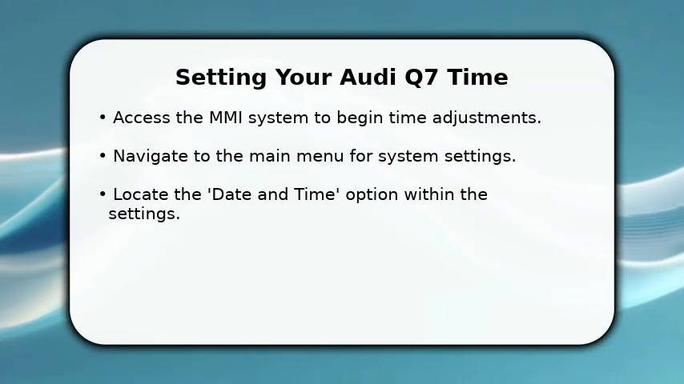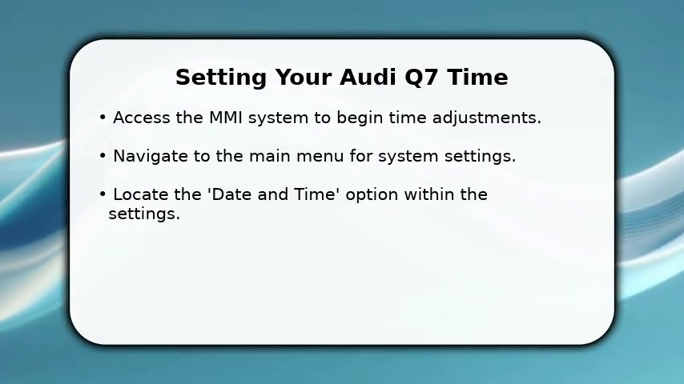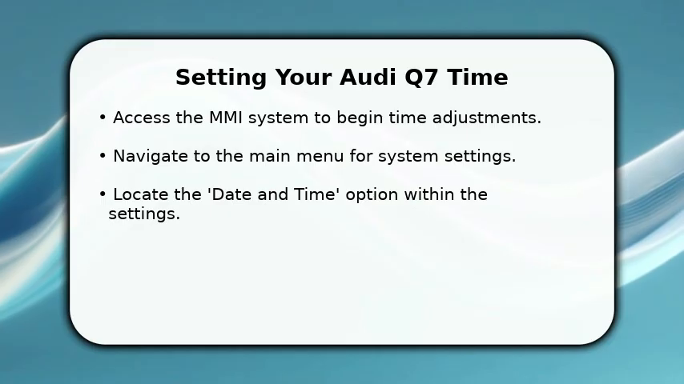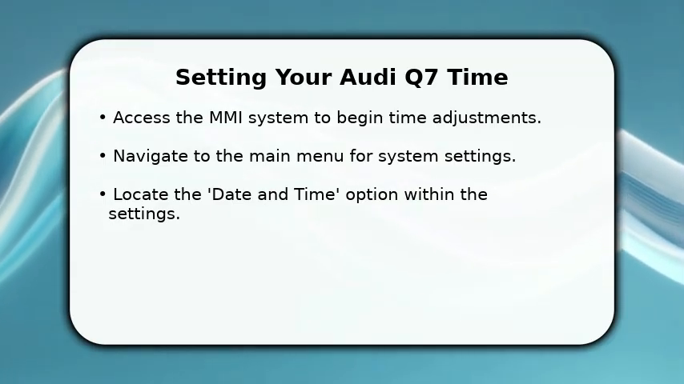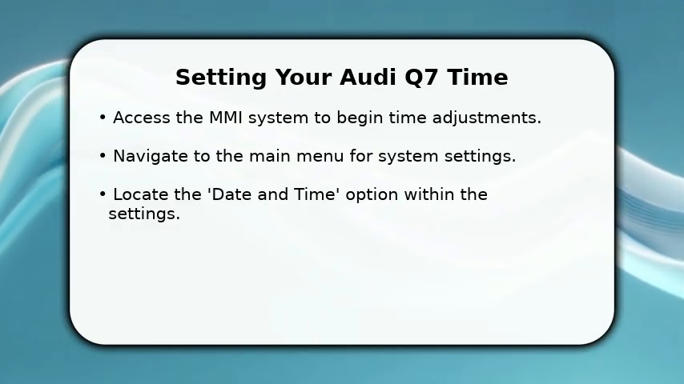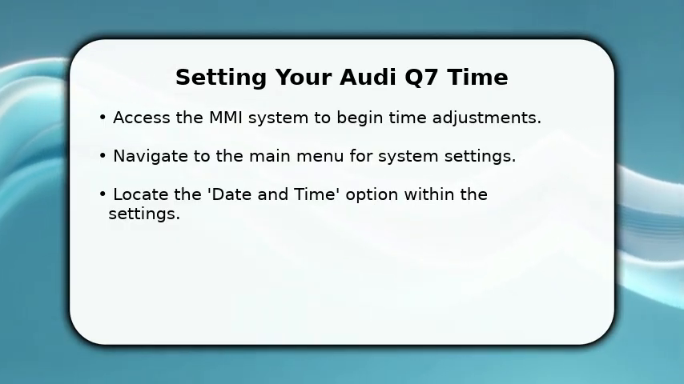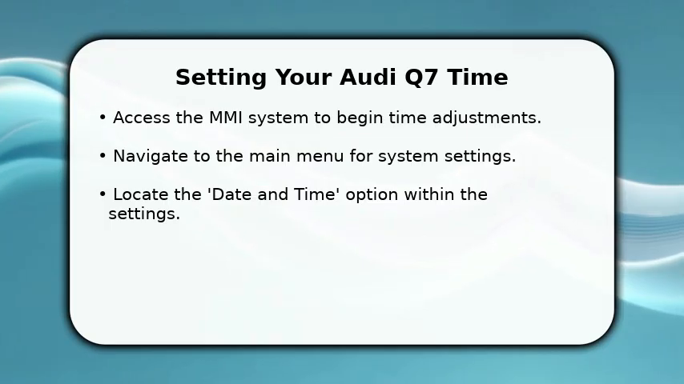Enjoy the video. In this video, I will show how to change time in Audi Q7. First, ensure your vehicle is safely parked. Then, turn on the ignition without starting the engine. You'll need to access the MMI system, which is your car's infotainment interface.